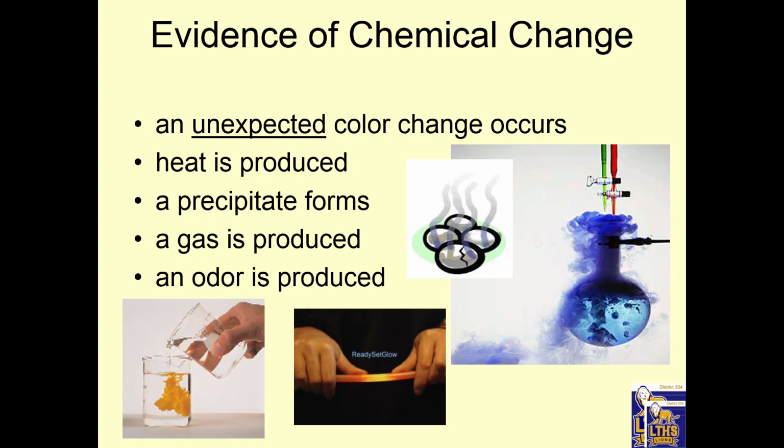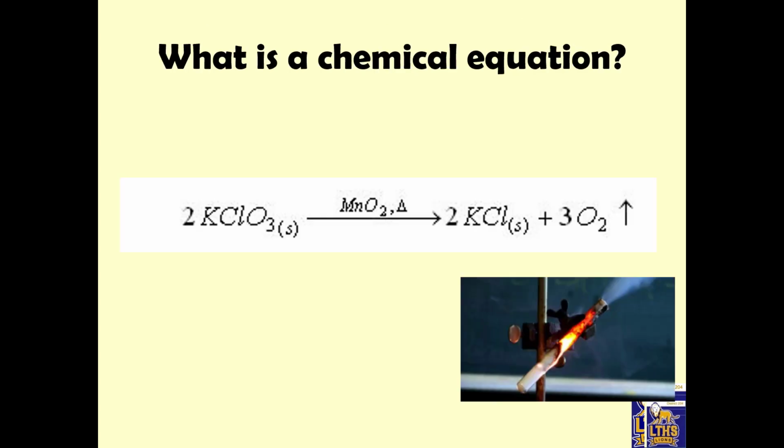So we're going to be looking at chemical reactions, and here are some signs of chemical change. You get an unexpected color change, heat is produced, heat is absorbed, a precipitate forms. This is a precipitate when you get a solid. You might get a gas or an odor. Those are just some signs of chemical change.